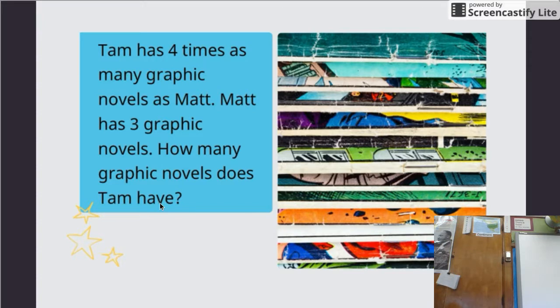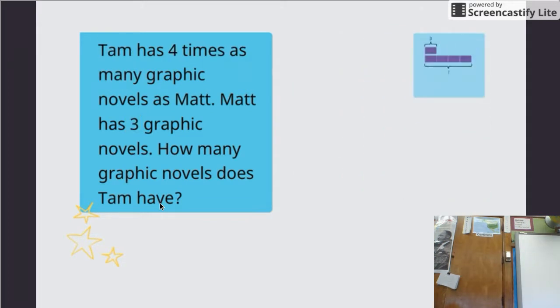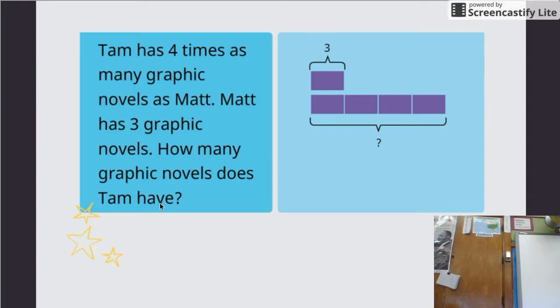In this problem, we are comparing the number of graphic novels Tam has to the number Matt has. We know that Matt has 3 and that Tam has 4 times as many as Matt. We can use a model like this one to help us out. So, 4 is the number of groups and 3 is the number in each group. Can you think of a multiplication equation that represents this?